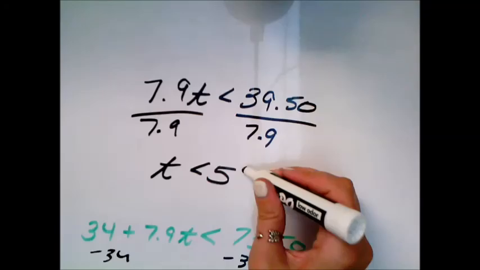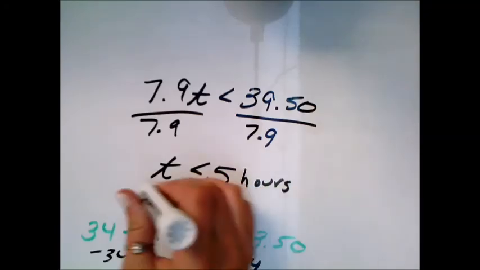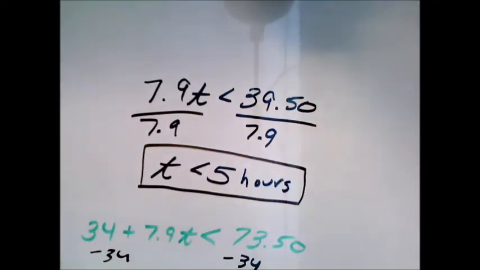I think what that means in terms of the actual problem is you could use the room for anything, as long as it's less than 5 hours, and be under $73.50. So you could use it for almost 5 hours, you could use it for 4 hours, 3 hours, 2 hours, 1 hour. You just want to be under your budget. You don't have to use your whole budget up. It doesn't need to be equal to 5.